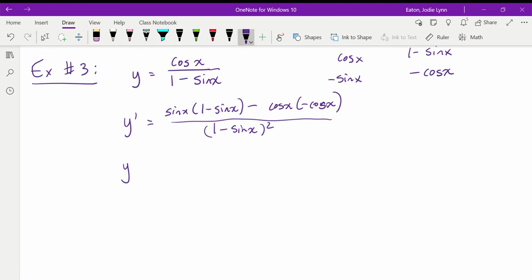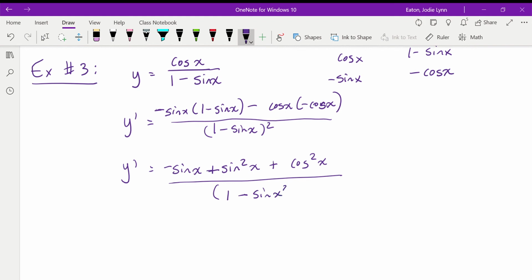So we get y prime equals sine x minus sine squared x plus cos squared x. Okay, well, what do I notice here? I have minus sine x. Oh, wait, did I multiply that wrong? Yeah, that was supposed to be a minus sine x. So we have minus sine x plus sine squared x plus cosine squared x. Well, isn't that lovely? What is sine squared x? And then we've got all of that over 1 minus sine x squared.